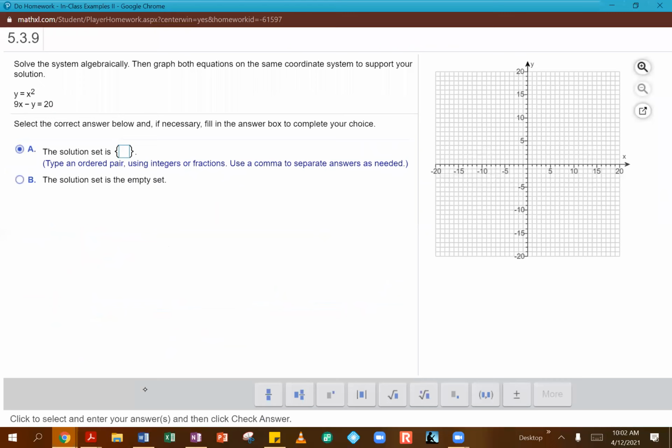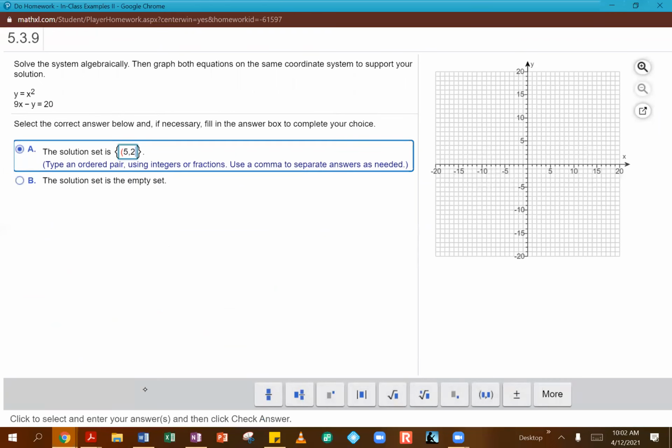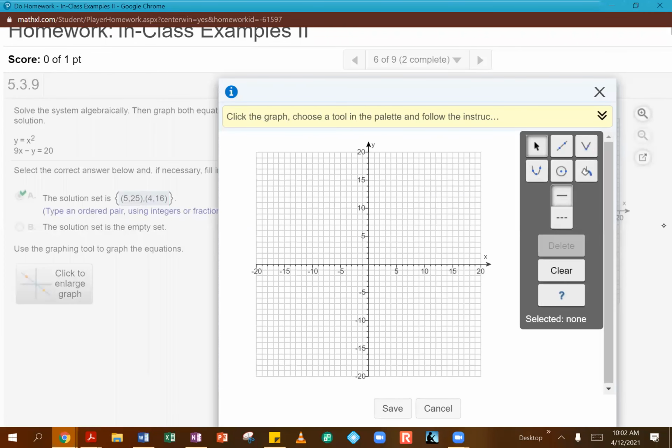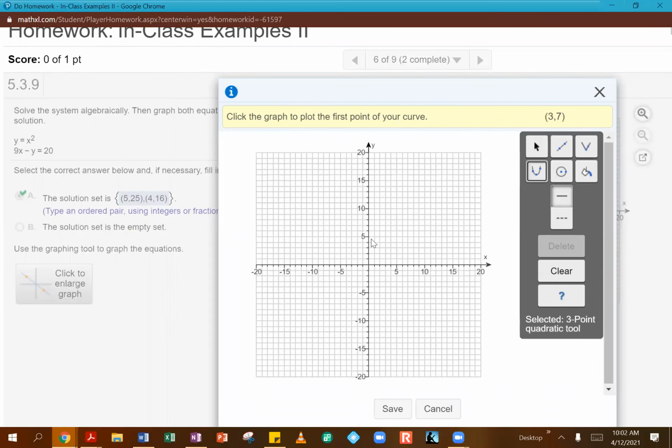So our two ordered pairs were 5 and 25, comma. The second one was 4 and that should be 16. There we go. Okay, now we're ready to graph this. So we'll start with the parabola first. So use our parabola tool. And looks like they're actually having us do the points to graph this.